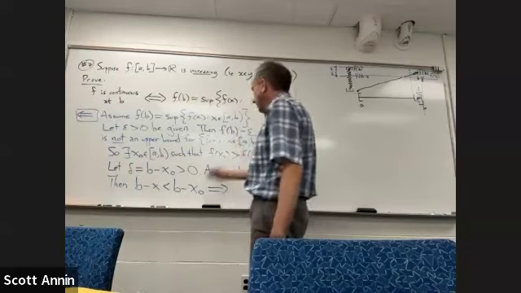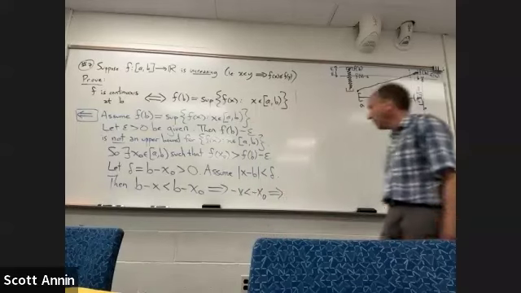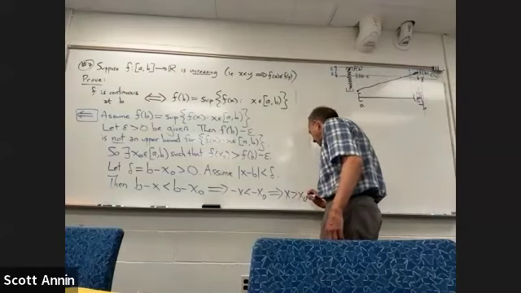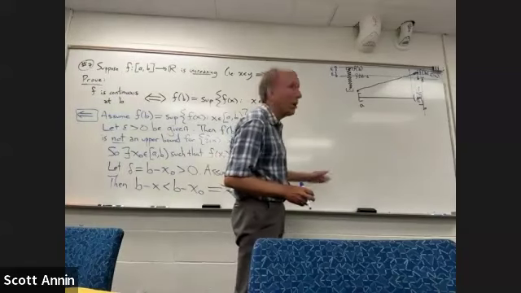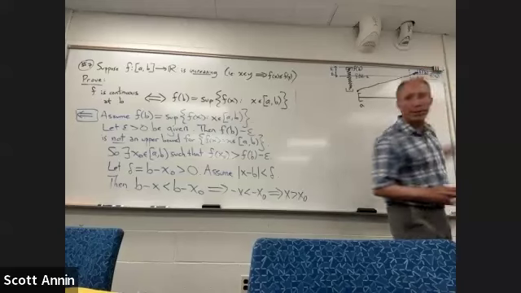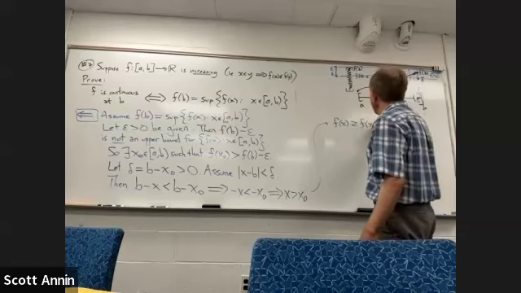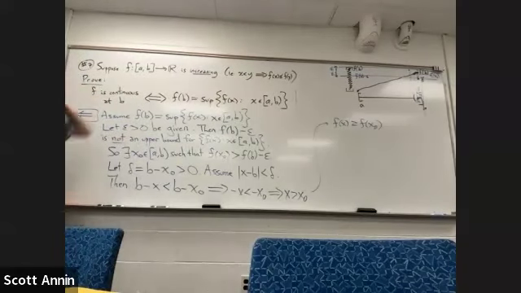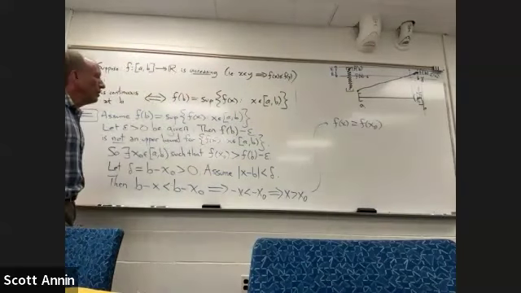And so I can cancel the b's, and that gives me negative x is less than negative x naught. And then I can take out the minus signs by flipping the inequality around. So that would mean that x would be greater than x naught. And if x is greater than x naught, if I'm to the right of x naught, then f of x is greater than or equal to f of x naught. That's the definition of increasing. The function is increasing. So if x is greater than x naught, then f of x would be greater than or equal to f of x naught.